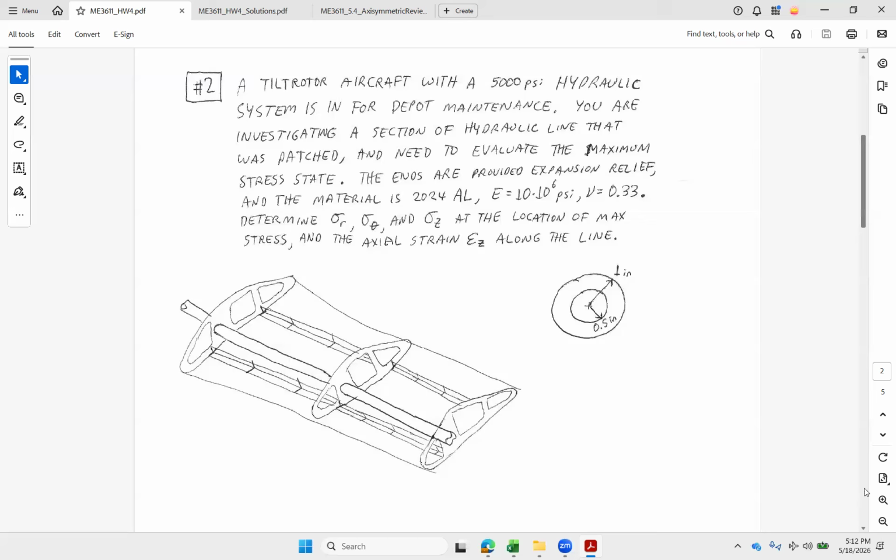We want to figure out radial, axial, and hoop stresses at location of max stress. We've seen in all our examples that max stress, regardless of whether we're pushing on the inside or outside, ends up coming in for the hoop stress at the inner edge. So we'll check these at R equals. And then get our axial strain along the line.